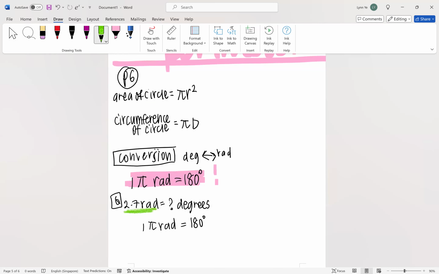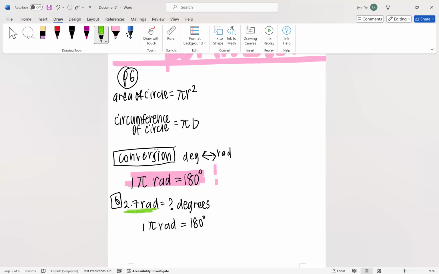Okay, so right now, if I know that 1 pi radian is 180 degrees, the question is asking for 2.7 radian, how many degrees? 2.7 radian, correct? Does the 2.7 have a pi in it? No. So where do I put my 2.7 radian? On the left-hand side or on the right-hand side?